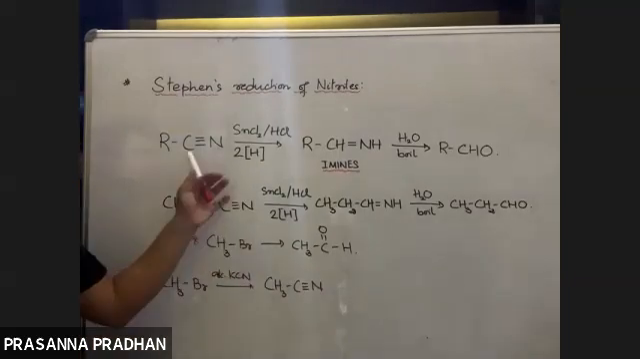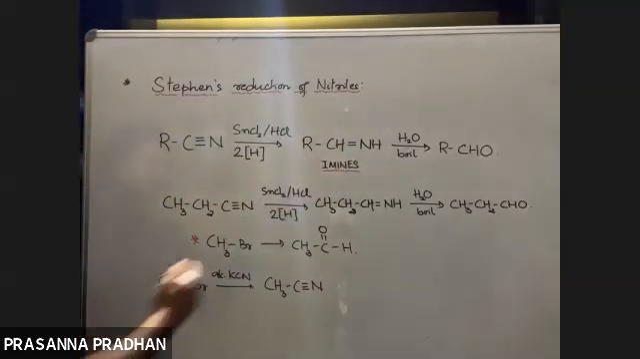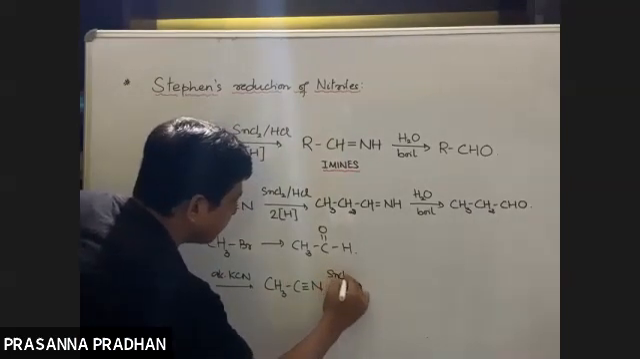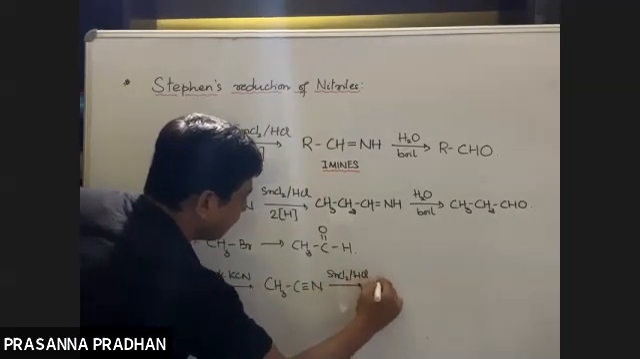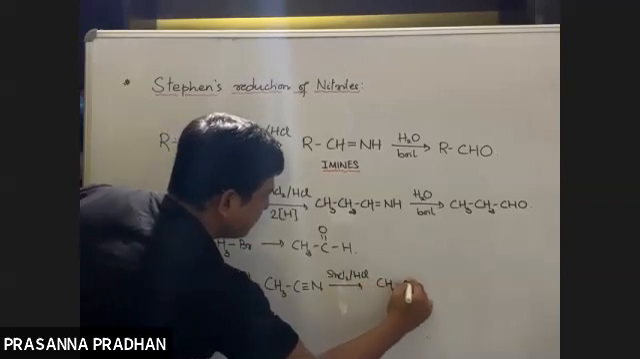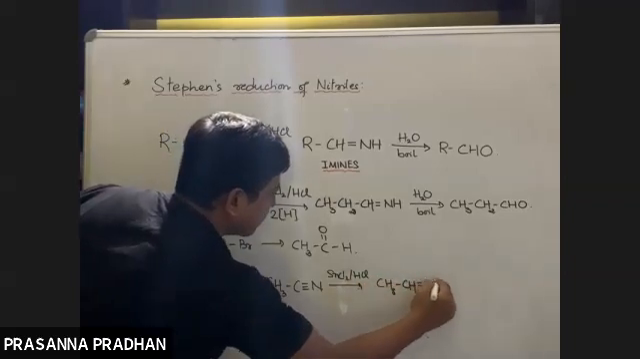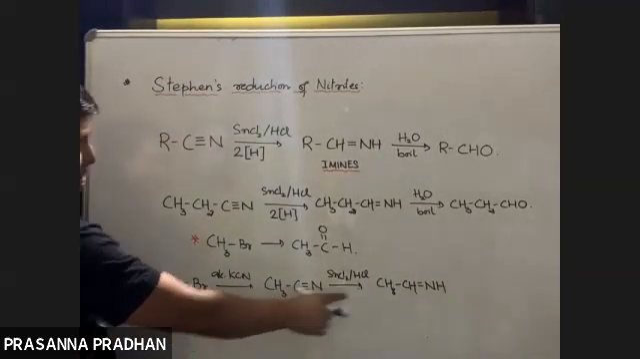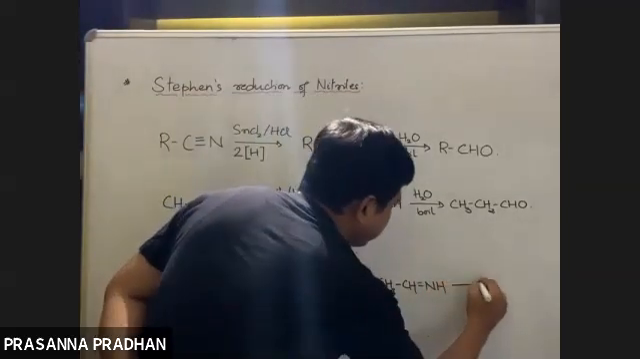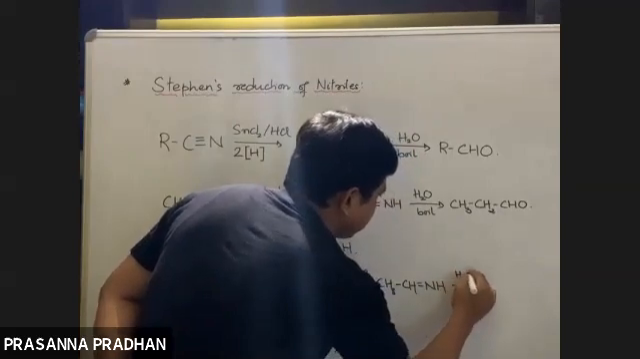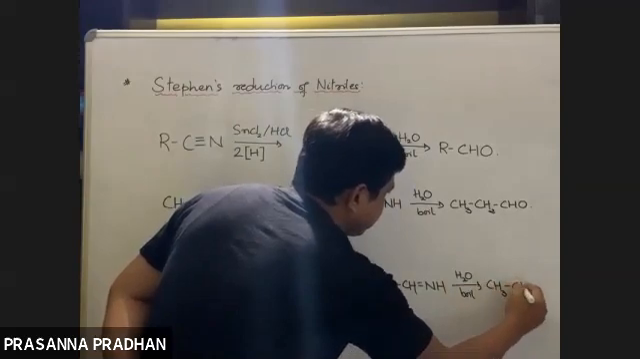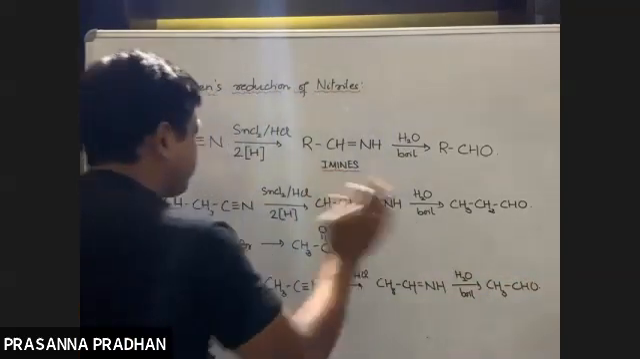Now nitriles we can easily convert into aldehyde via Stephen's reduction. Now carry out the reaction again. SnCl2 HCl. Fine. So we have CH3 CH double bond NH. One hydrogen out here, the triple bond will reduce to a double bond. Again, boiling water. What do we get? We get CH3, CH. Fine. This type of indirect questions might come in.